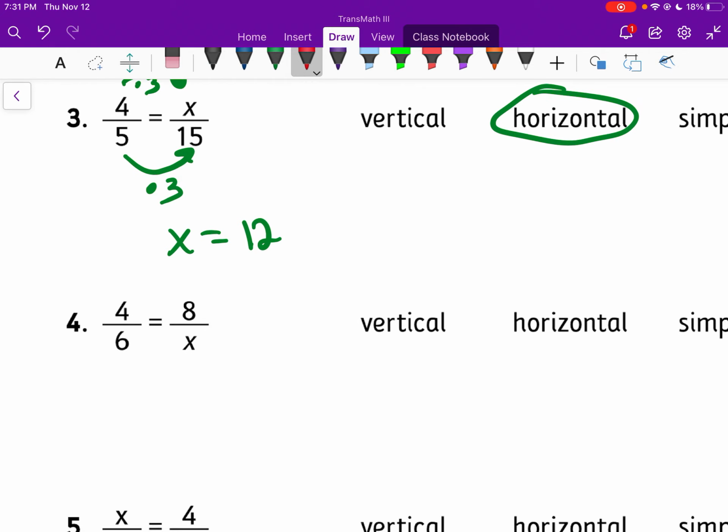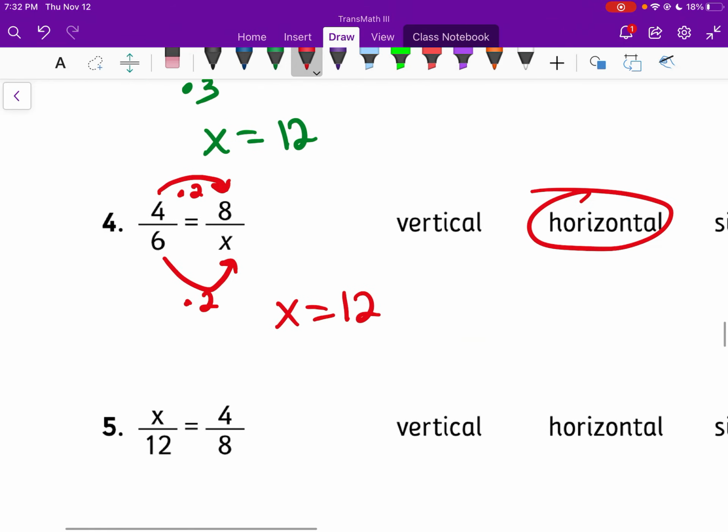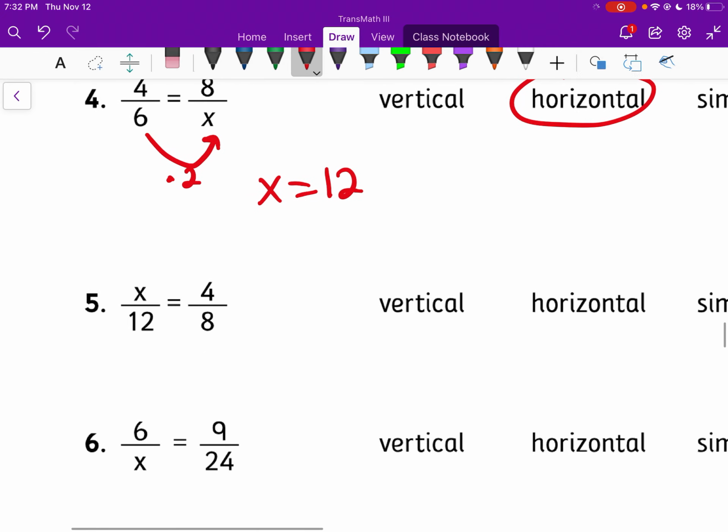All right, so number 4, there's no easy way to go from 4 to 6. There is an easy way to go from 4 to 8. So in this case, 4 times 2 is 8. So to get x, 6 times 2, we get an x value of 12. And since we went from side to side, we used our horizontal method. All right.